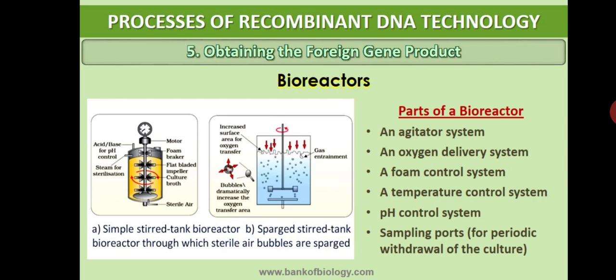Okay, mainly the important parts of the bioreactor. These are the important parts of the bioreactor: an agitator system, an oxygen delivery system, a foam control system, a temperature control system, a pH control system, and sampling ports for periodic withdrawal of the culture.